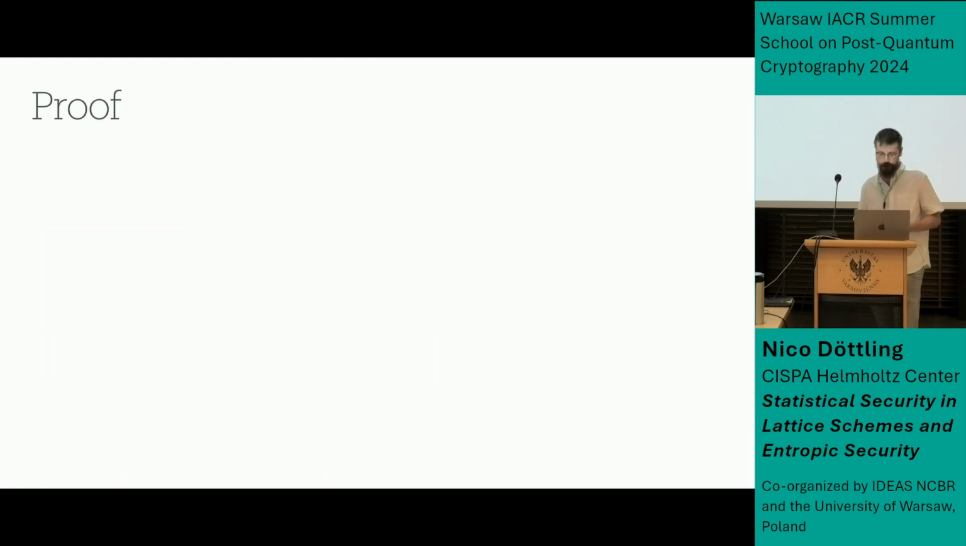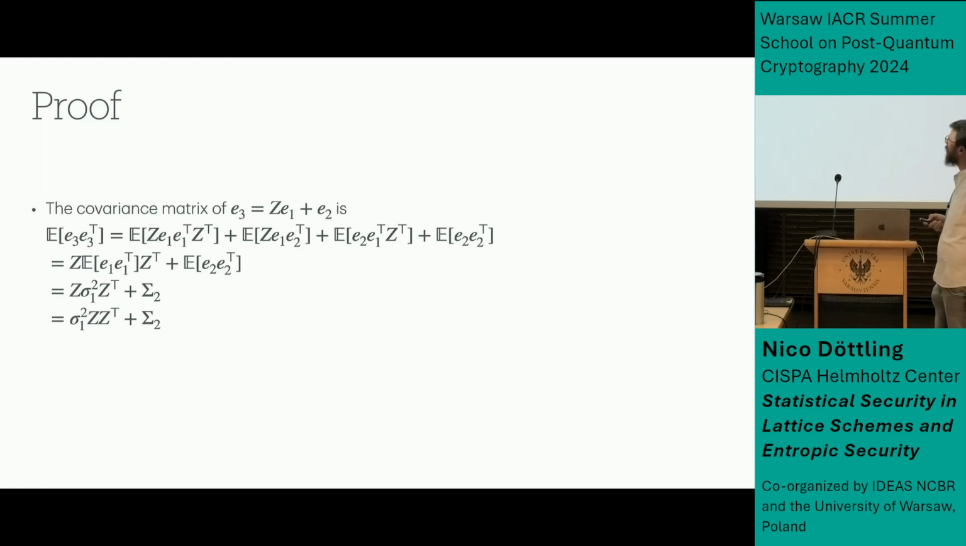To look at the proof, it really suffices to compute the covariance matrix of my E3. So I'm computing the expectation of E3 E3 transpose, and now we use linearity of expectation, and we get these four terms here. Since E1 and E2 are independent, the expectation of their cross terms is 0. So what remains is Z times the expectation of E1 E1 transpose times Z transpose, and the expectation of E2 E2 transpose, but this is just sigma 1 squared times I, and this is sigma 2. So I'm getting this expression here for my sigma 3.